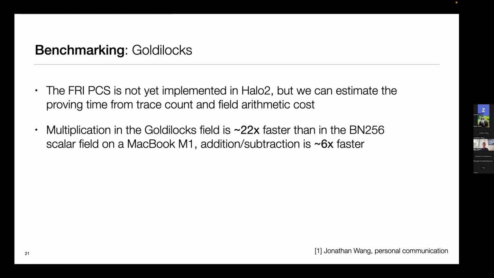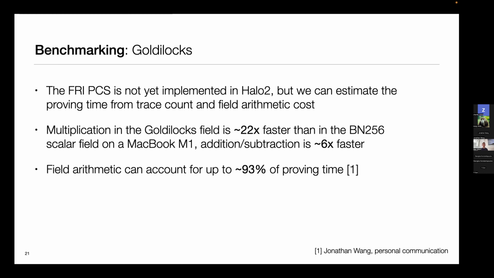But multiplication in the Goldilocks field is over 20 times faster than in the scalar field on my computer, and addition and subtraction are 6 times faster, according to Jonathan Long. You shouldn't quote these numbers that he gave me. These are very rough numbers, but we can expect that field arithmetic is in some cases up to 93% of proving time.